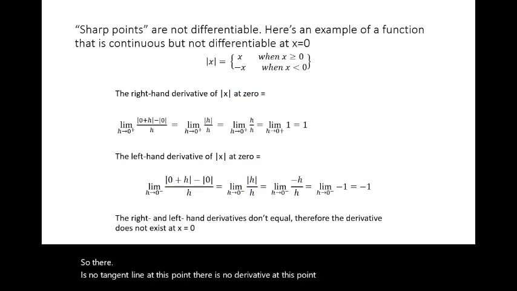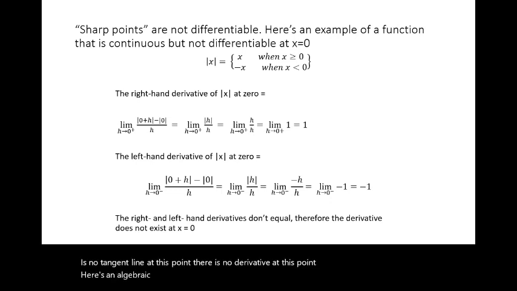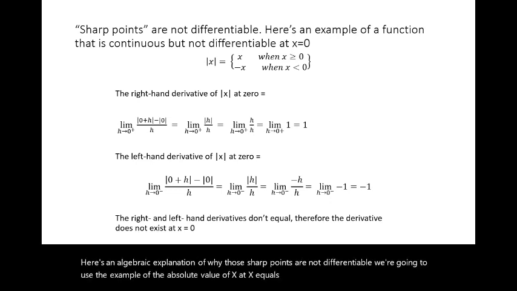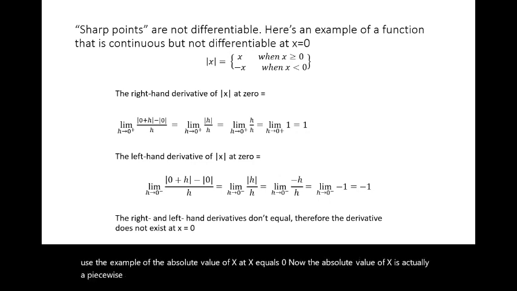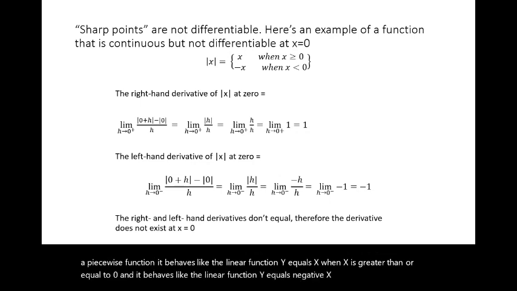Here's an algebraic explanation of why those sharp points are not differentiable. We're going to use the example of the absolute value of x at x equals 0. Now, the absolute value of x is actually a piecewise function. It behaves like the linear function y equals x when x is greater than or equal to 0, and it behaves like the linear function y equals -x when x is less than 0.